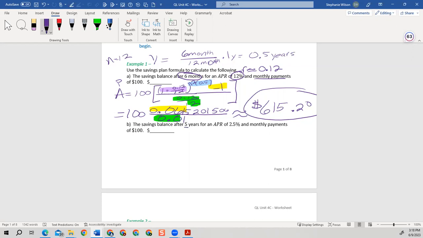So first, let's acknowledge what is 5 years. 5 years is Y. R is going to be the percent, which is 2.5%. We're going to write it in decimal form. N is going to be 12 because we're talking monthly, and then P is my 100. Let's plug it into my equation.